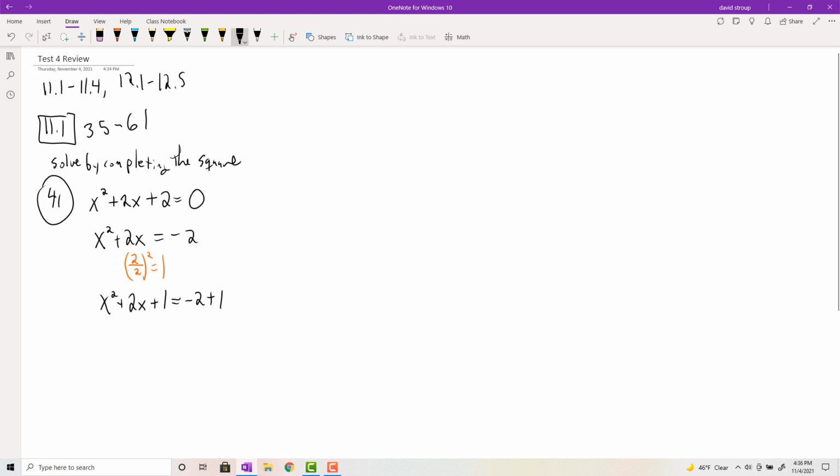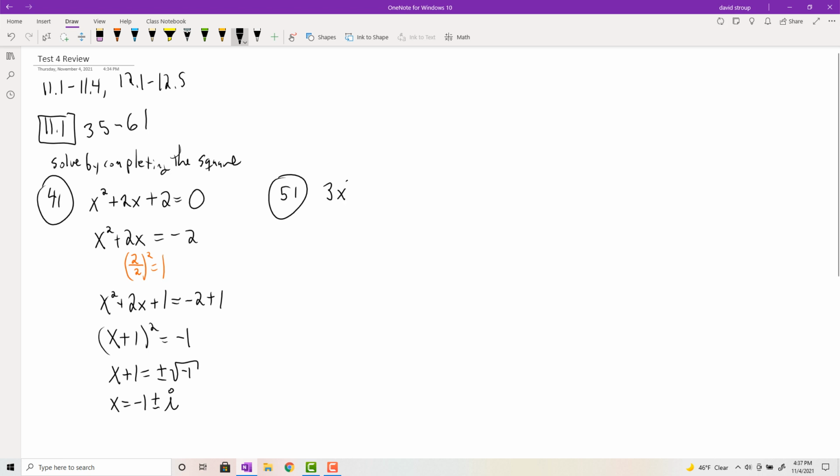If you add it to the left, you have to add it to the right side, and then you could factor this. On the right side, we have a negative 1. Then do the square root property, so I'll have x plus 1 equals plus or minus square root of negative 1. So we will work with imaginary numbers in this section. We'll have x equals negative 1 plus or minus square root of negative 1, which is just i, so we'll write i.